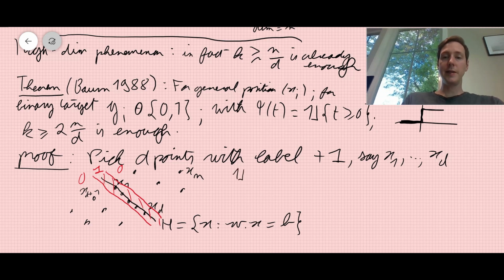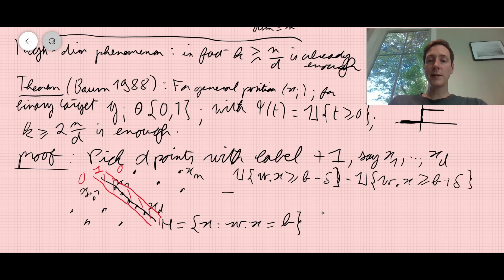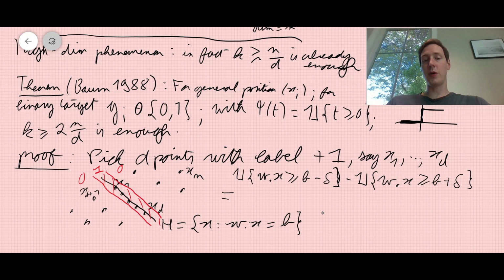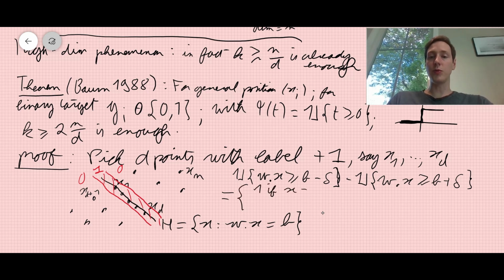Let's just take the indicator of w dot x larger than b minus delta for some small delta, minus the indicator of w dot x larger than b plus delta. Okay, so let's see what happens. On the hyperplane H, w dot x is equal to b, so it's larger than b minus delta, but it's not larger than b plus delta. So just this first neuron fires, but not the other one. So I get 1 if x is equal to xi for i less than or equal to d.